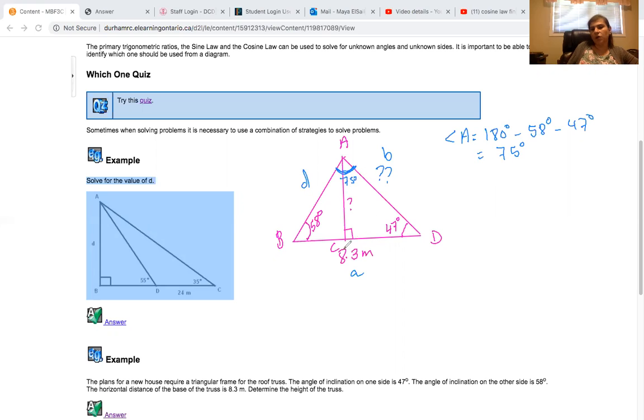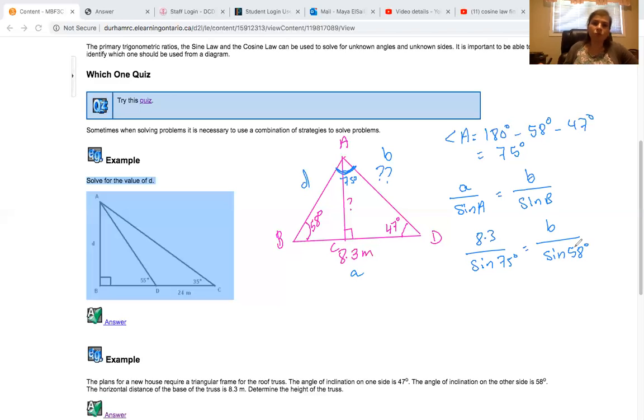Now if I'm finding side B, right? I know angle A and side A, so I can use sine law. So that's going to be A over sine A equals B over sine B. I'm going to plug in the information, so 8.3 over sine 75 equals side B, which I don't know, over sine 58. Doesn't matter which one you find, you're going to end up with the same answer.